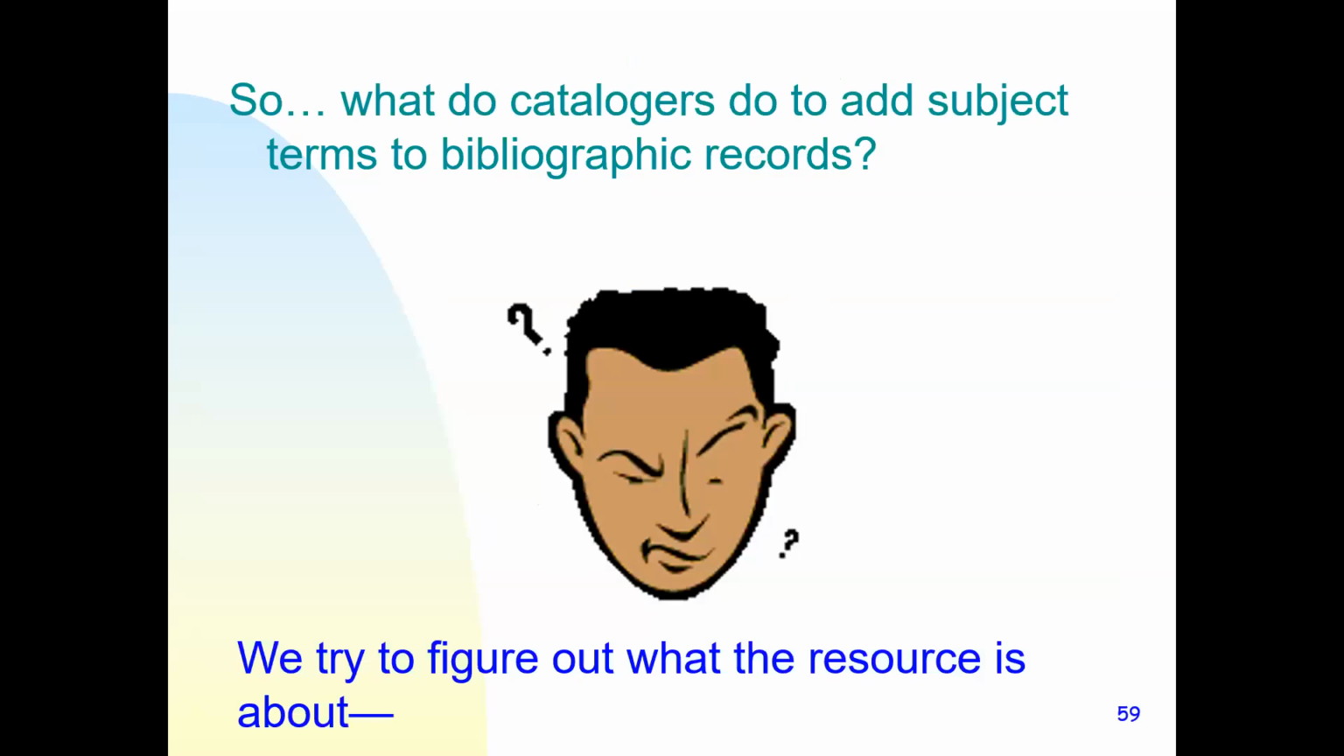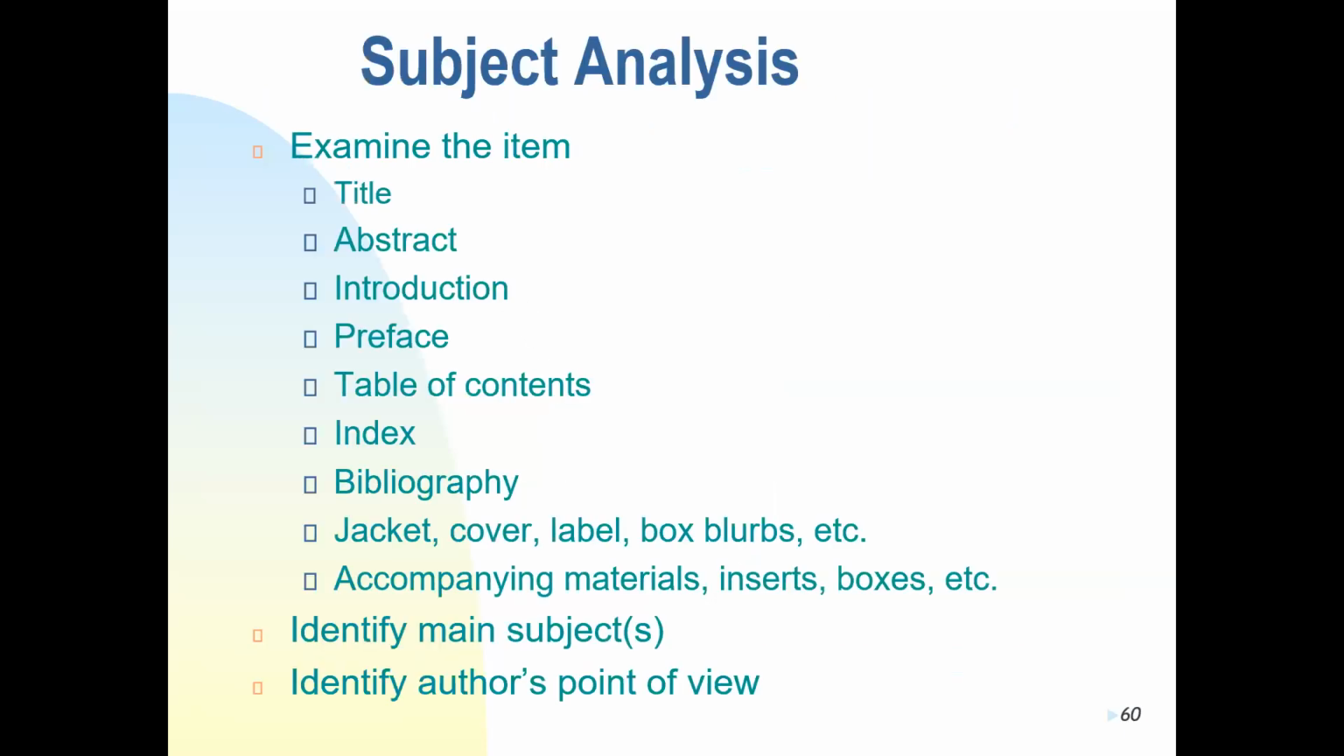So what do catalogers do to add subject terms to bib records? Well, we have to try to figure out what the book is about. And I think this is the worst part. We have to examine the item. Sometimes it's nice enough to give us lots of information so we don't have to read a whole lot of the book to figure it out. But sometimes the title even gives you enough information to know what you're looking at.